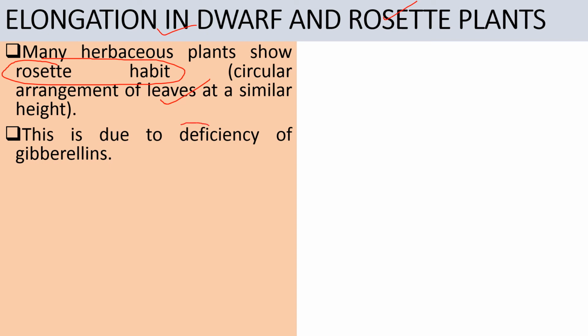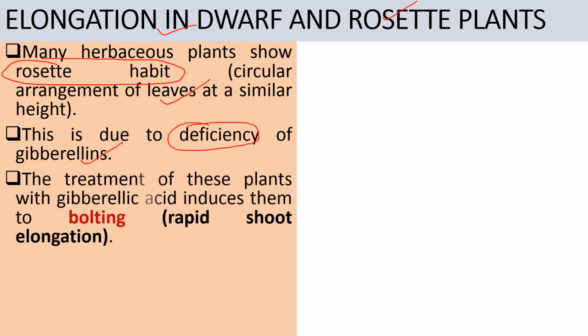So this is due to deficiency of gibberellins. So the treatment of these plants with external gibberellic acid induces bolting. So this is the very important phenomenon shown by this GA. Bolting means rapid shoot elongation. So in rosette plants, when there is rapid shoot elongation, that process is known as bolting.